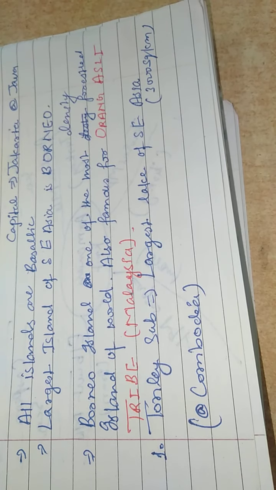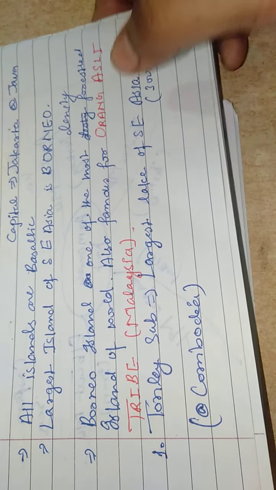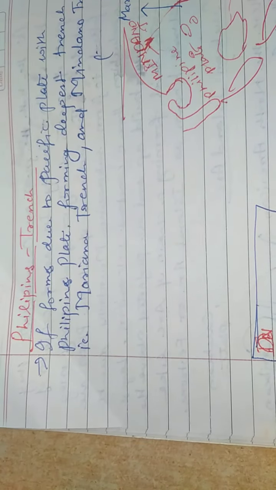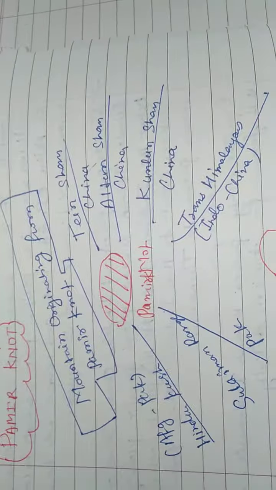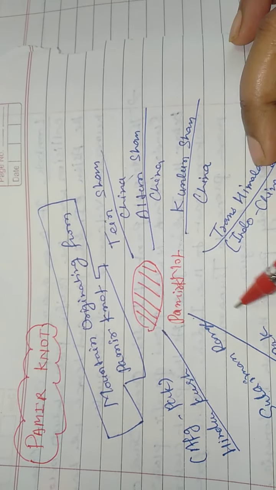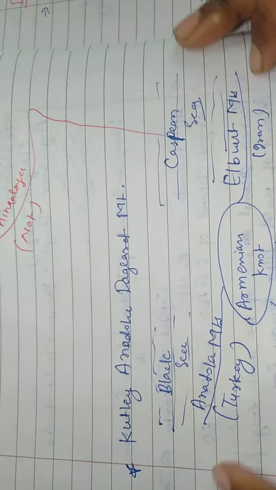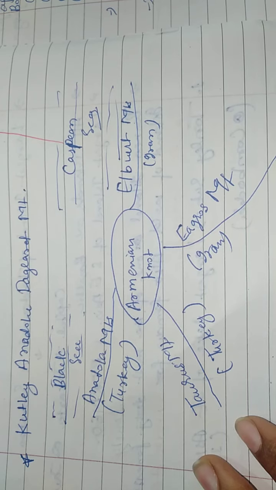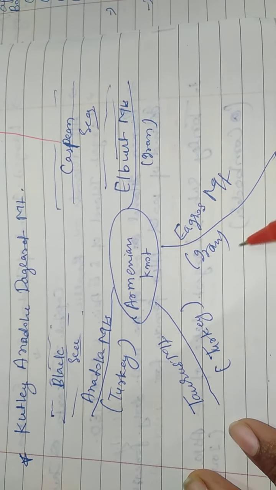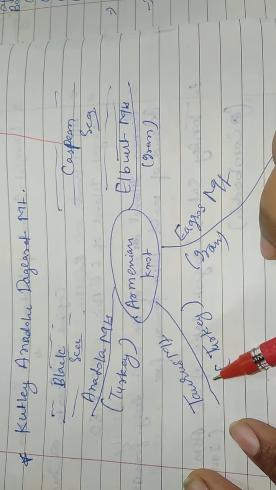Malaysia, Tonle Sap, largest lake of Southeast Asia, 3000 square kilometer. Cambodia. Pamir Knot, mountains originating from Pamir Knot: Tian Shan China, Altun Shan China, Kunlun Shan China, Trans Himalaya, Indochina, Suleiman Range, Afghanistan, Pakistan, Himalaya Knot. Armenian Knot: Zagros Mountain, Iran, Taurus Mountain, Turkey, Baltic Sea, Caspian Sea, Alborz Mountain, Iran.